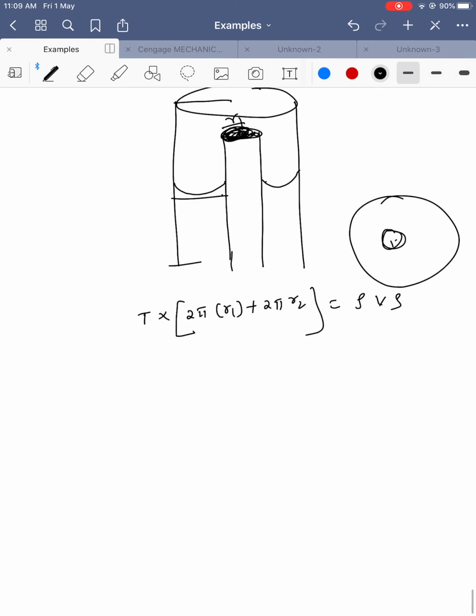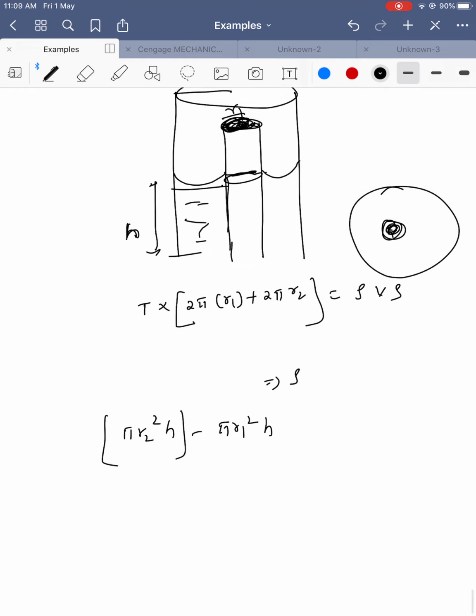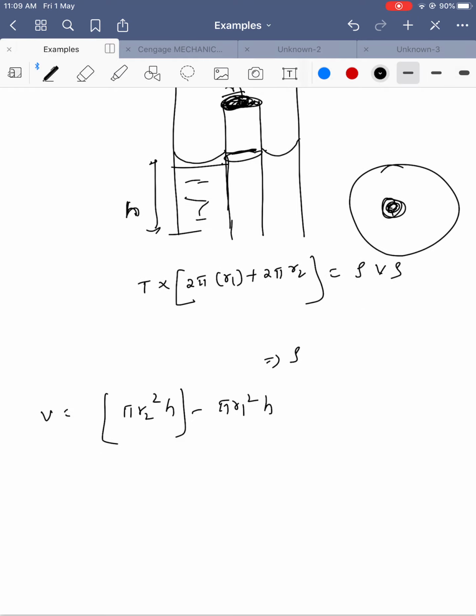So density rho, how much volume? So total volume for a capillary tube is pi r square up to height h. I am assuming water is raised up to height h. Pi R2 square h. In that, how much place is vacant? The place vacant is R1. So this much volume is vacant. Pi R1 square h is vacant. I am writing this is the volume actually submerged.